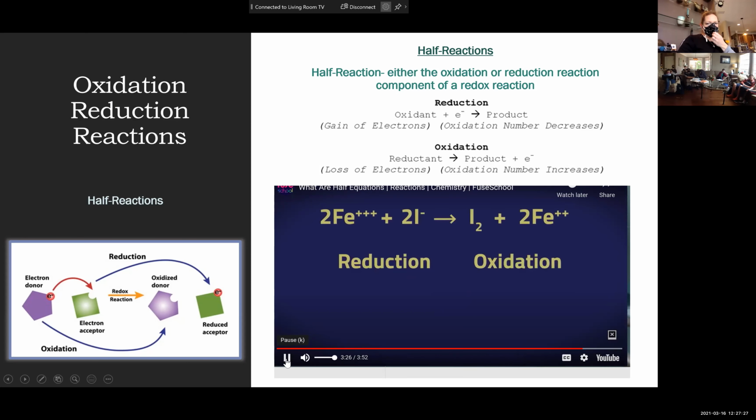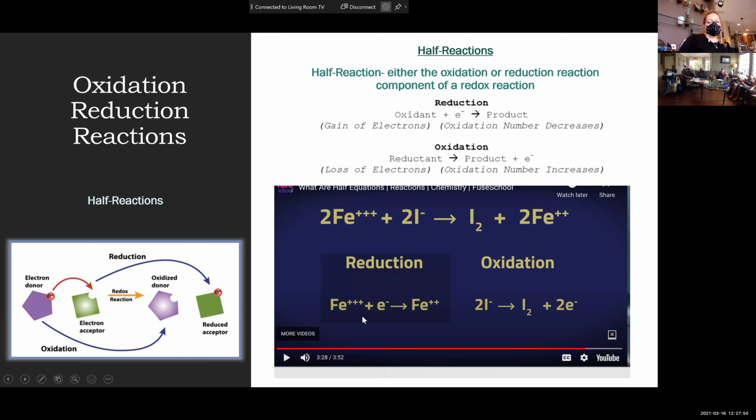So right here, did you get it? She's going to take the reduction portion. It's going from plus 3 to plus 2. And then this one's going from negative to positive, right? So to go from plus 3 to plus 2, you had to add an electron because it's one less. So it's gaining an electron.